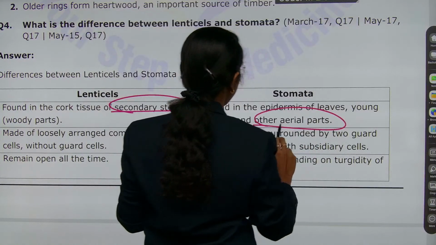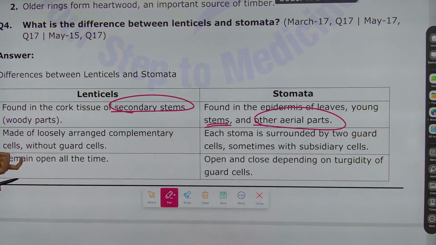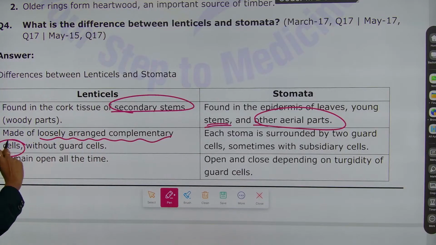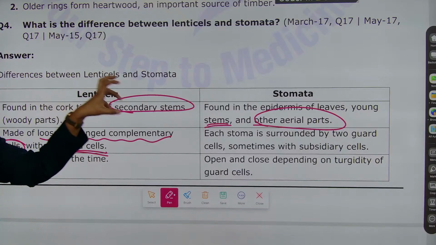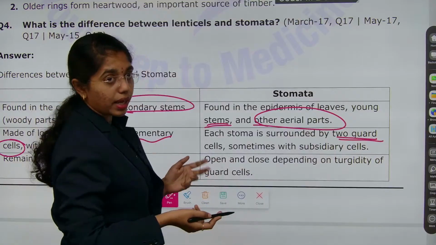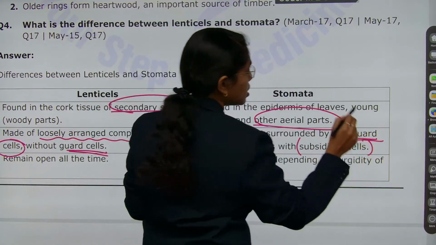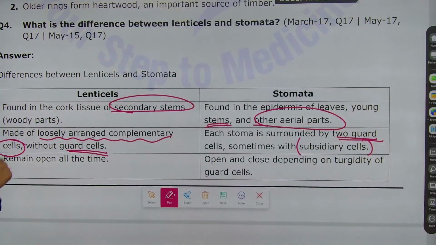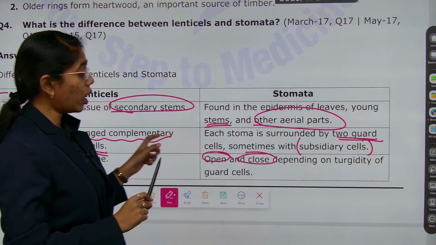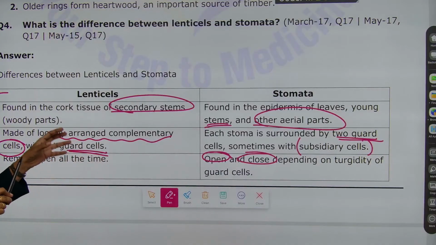Next, lenticels are made up of loosely arranged complementary cells without any guard cells, and in stomata, each stoma is surrounded by two guard cells. Sometimes this also has subsidiary cells. Next, lenticels will remain open all the time, whereas stomata will open and close depending on the turgidity of guard cells. Each difference, mention it properly.